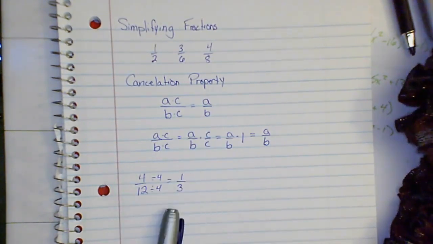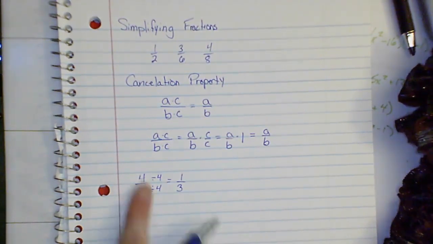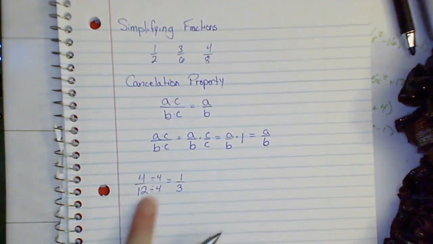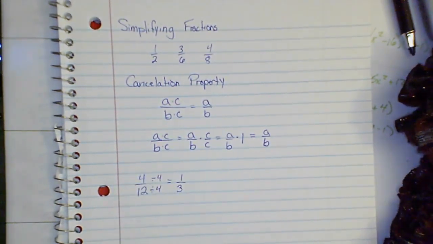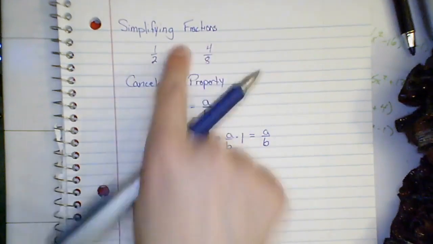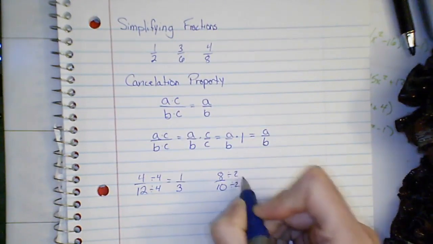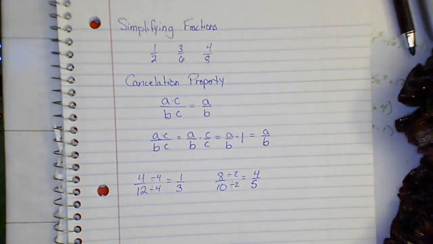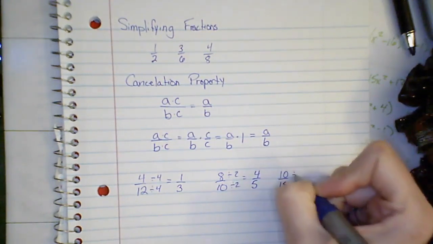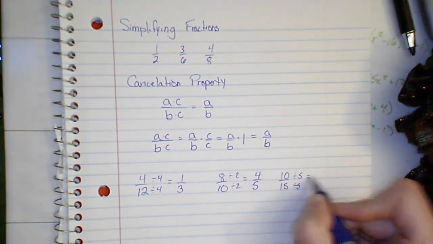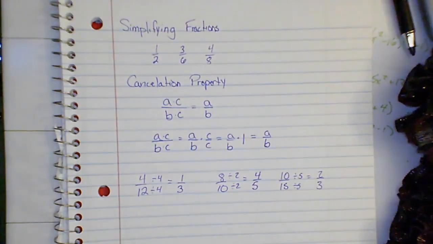Now we can go the other way too. When we add or subtract fractions, we may have to take a 1/3 and turn it into 4/12, or multiply by a value to make a similar fraction. With 8/10, the number we can divide by is 2 to get 4/5. With 10/15, we can divide by 5 to get 2/3. So we look at our numbers and figure out, okay, what can we divide by to get a simpler fraction?